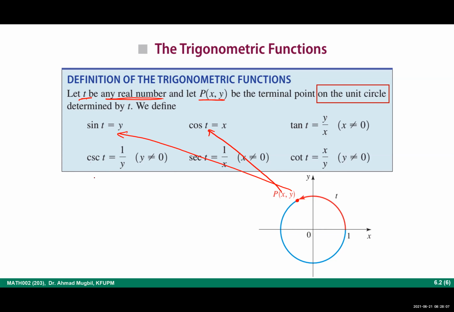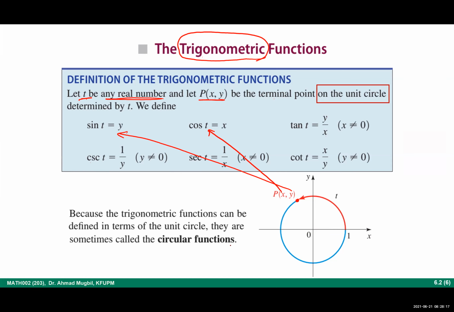This is why, ya shabab, there is another name for these functions. Do you know what the other name is? Do you have an idea about it? The trigonometric functions have another name. In some textbooks, they call them circular functions. Why do they call them circular? Trigonometric is about triangles. This is about, of course, the circle, the unit circle.